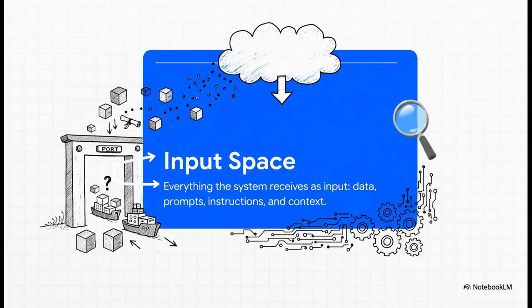First up, we've got the input space. Just think of this as the city's main port. It's where everything from the outside world arrives. All your data, your prompts, instructions, context, everything the AI sees comes through here first.